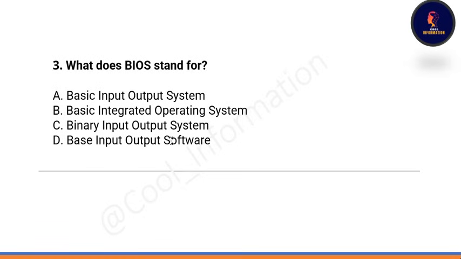Next question. What does BIOS stand for? Option A, basic input output system. Option B, basic integrated operating system. Option C is binary input output system, and the last option is base input output system. Correct option is option A, which is basic input output system.